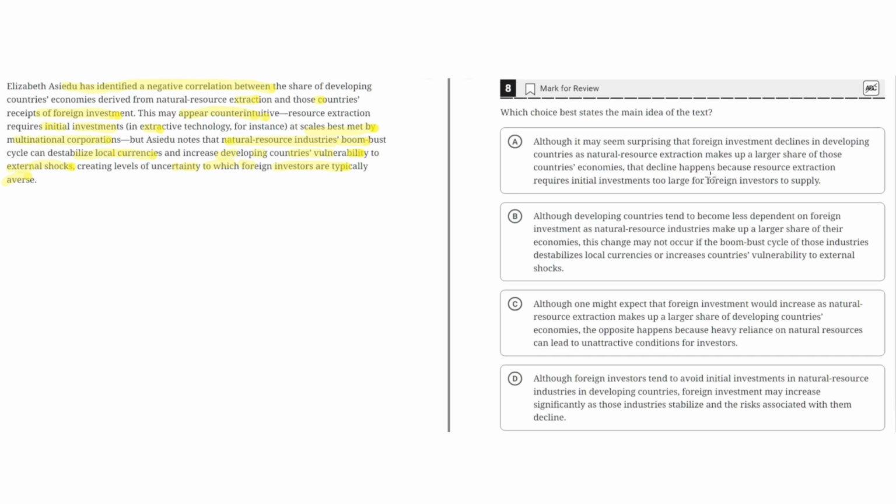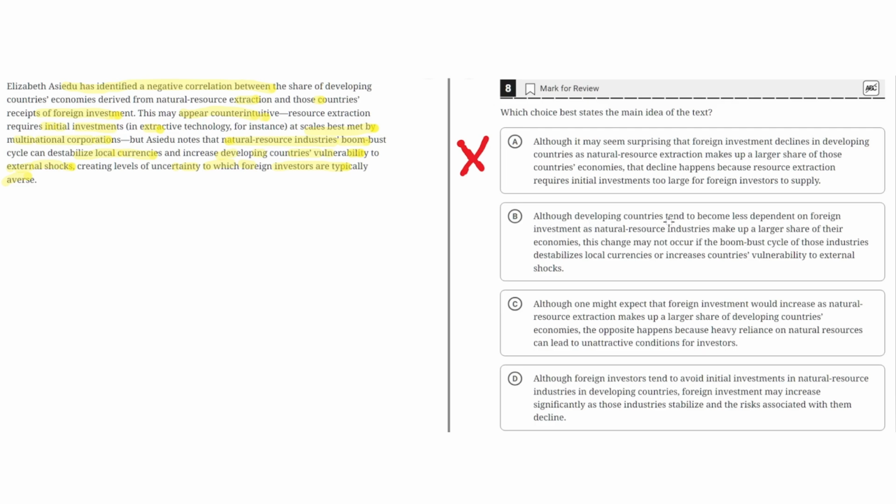because this answer choice highlights that it's because the initial investments are too large for foreign investors to supply, whereas the text highlights that this is because the results of the economies in these countries lead to conditions that the foreign investors are typically averse to, and these conditions are typically the boom-bust cycles and external shocks. So A is incorrect because the reasoning here is not what the text says. Therefore, A is wrong.